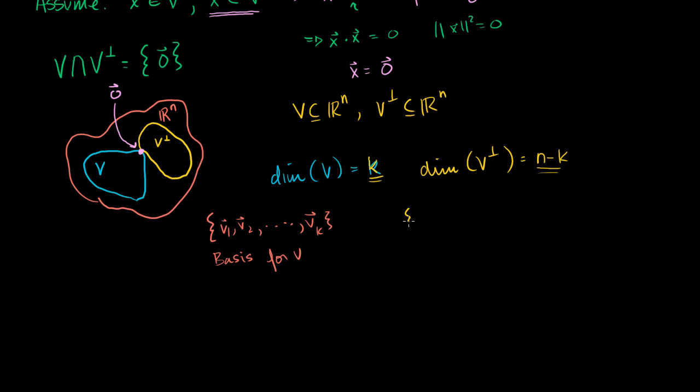Now, the dimension of the orthogonal complement of V is n minus k. So we could have n minus k vectors. Let's call them w1, w2, all the way to w(n minus k). We have n minus k of these characters, and this set is a basis for the orthogonal complement of V. So any vector in here can be represented as a linear combination of these guys right here, and all of these guys are linearly independent. So you don't have any redundant vectors there, if you will.